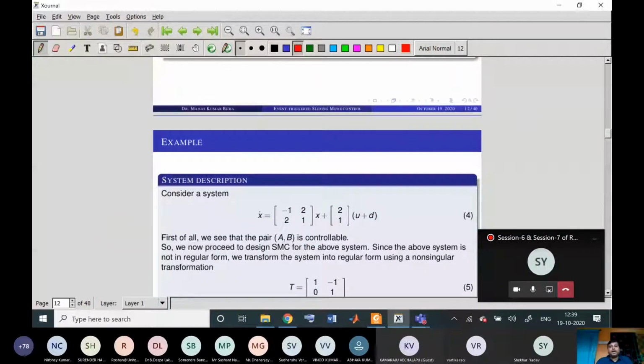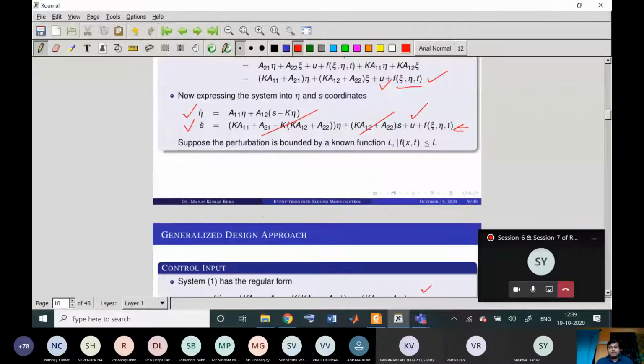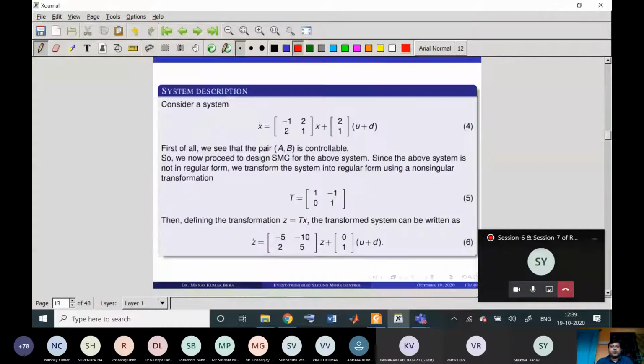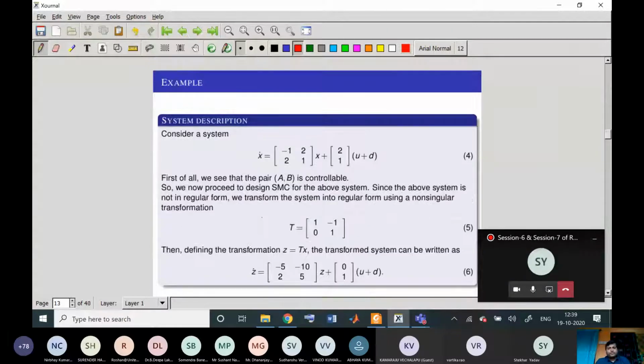Now whatever the design strategy I have discussed here, let us try to understand with an example. So now consider a system. We have taken a system which has A and B. Okay, and this is the disturbance D.